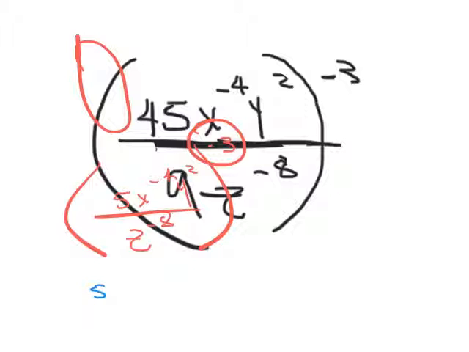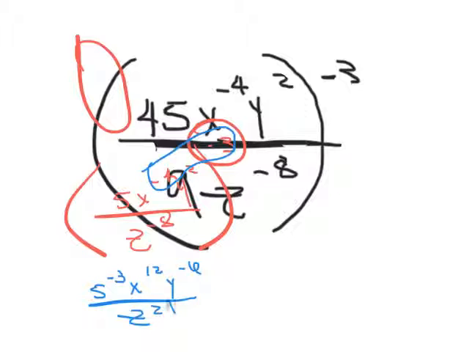So that's going to leave me with 5 to the negative 3 x to the 12th, because I'm going to multiply these two, and then y to the negative 6, and then over z, and that'll be positive 24, because negative 8 times negative 3 is positive 24. Okay, so once I do that, let's start moving stuff around so that we have our exponents positive.